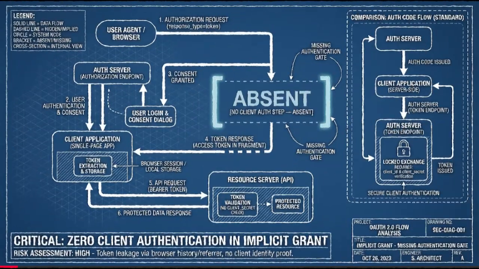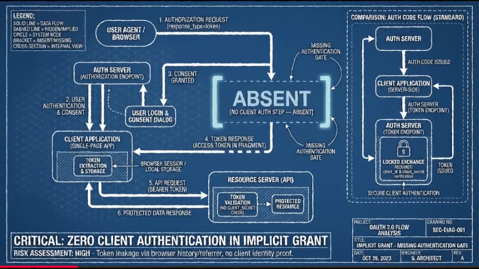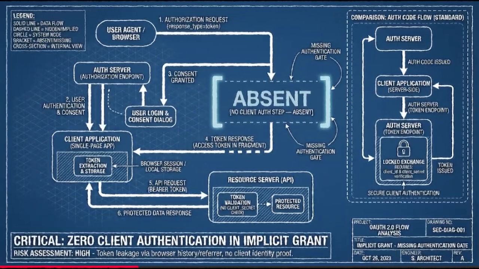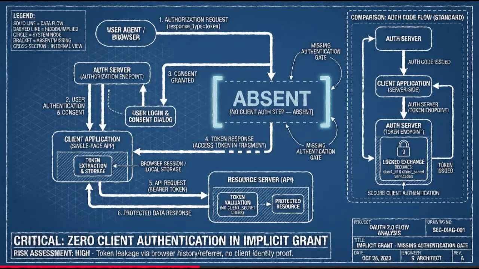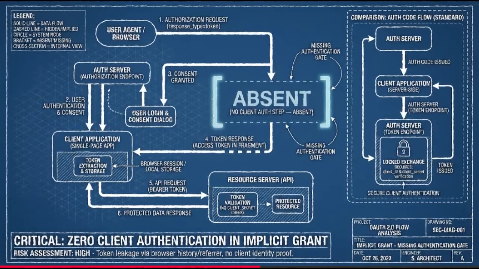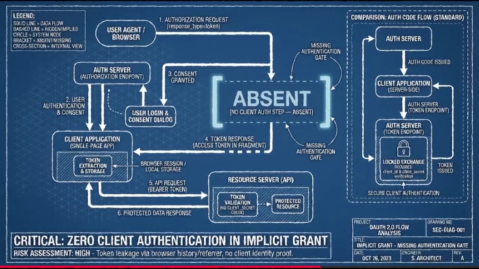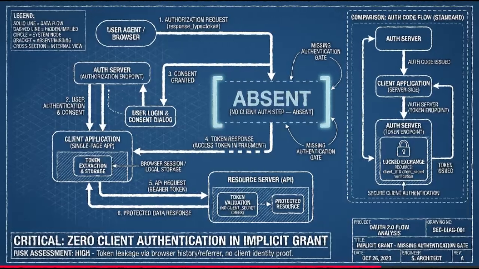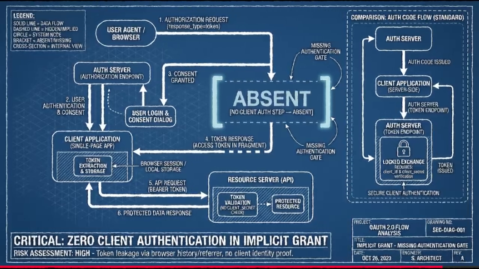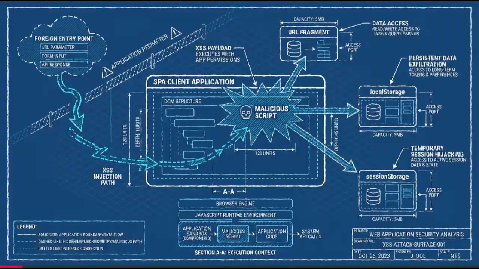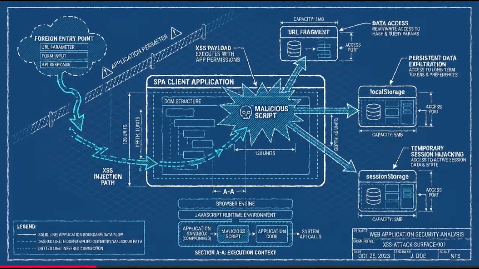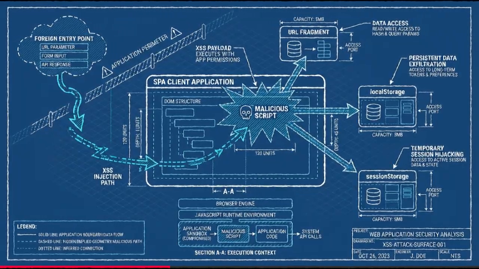A critical secondary vulnerability is the complete absence of client authentication in this flow. Without a secure back-channel token exchange requiring a cryptographic secret or verifier, any entity intercepting the redirect URI can immediately extract and utilize the access token. This architecture leaves applications highly susceptible to cross-site scripting, or XSS, attacks.